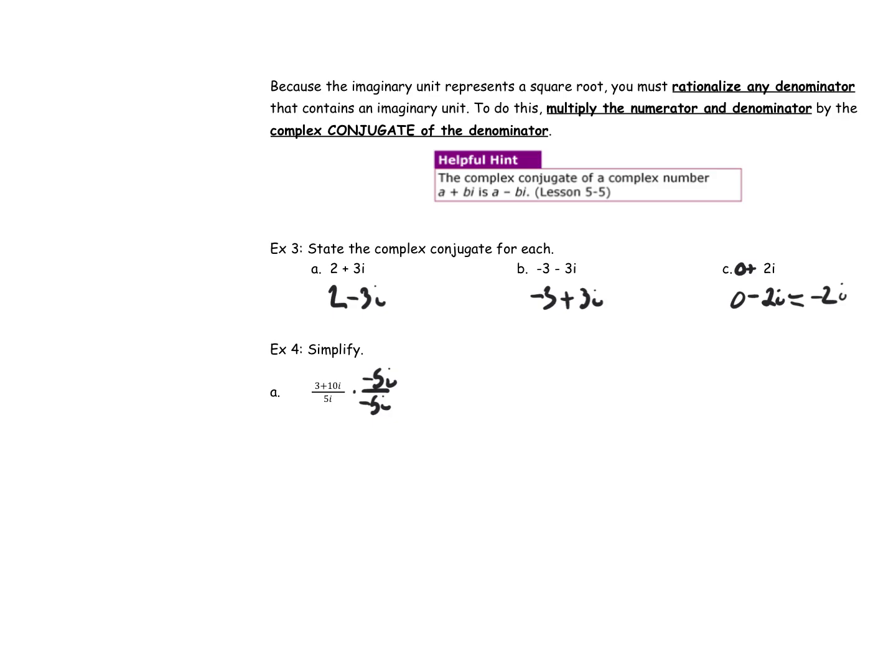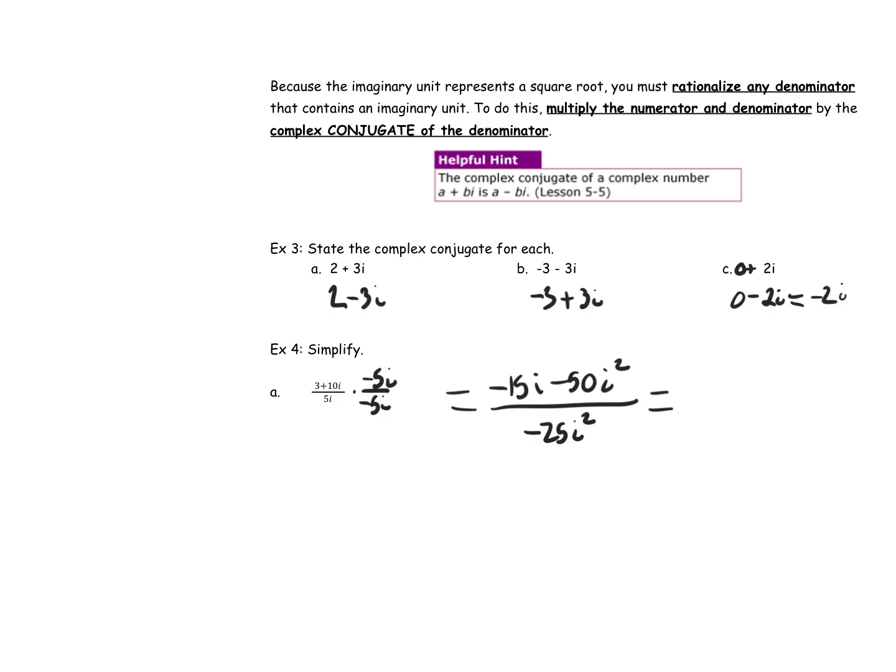So, when I multiply by this complex conjugate, I'm going to distribute this negative 5i to everything on top. Negative 5i times 3 is negative 15i. Negative 5i times positive 10i is negative 50i squared. And on the bottom, 5i times negative 5i is negative 25i squared. All right, so now we are ready to simplify.